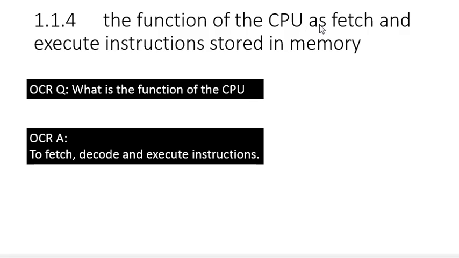What is the function of the CPU? It is a fetch-execute of instructions stored in memory. Actual OCR question: what is the function of the CPU? Answer: to fetch, decode, and execute instructions.